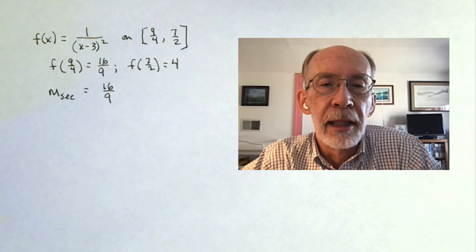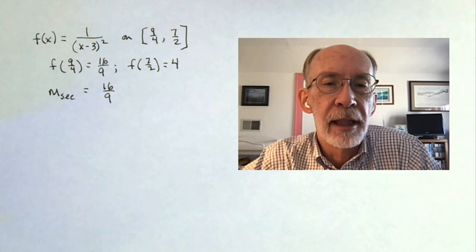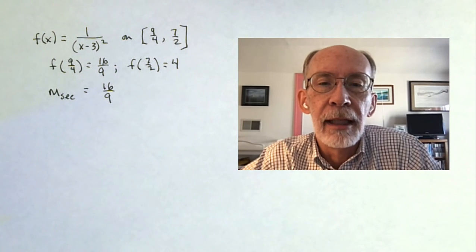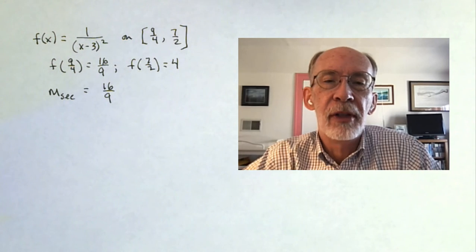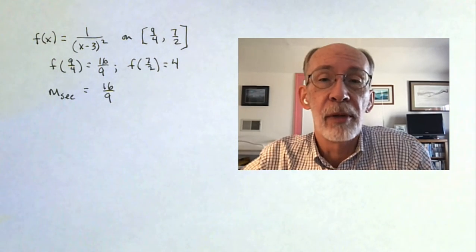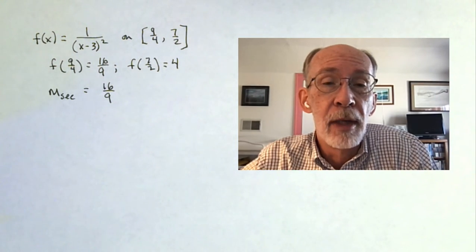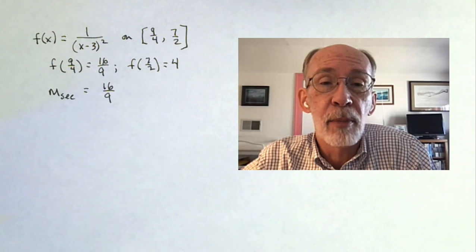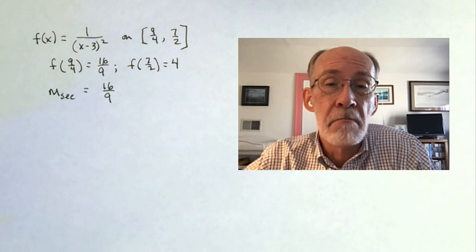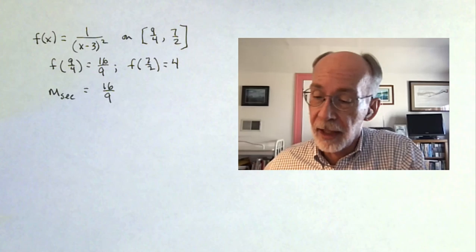We have our function on our interval, and if you plug in the x values at the endpoints, you get 16/9 at x equals 9/4, and you get 4 at 7/2. And if you run that through your rise over run, you get that the slope of the secant line is 16/9. So if the mean value theorem were in play, we would need it to be the case that f prime would be equal to 16/9 someplace on the interval. And as we saw graphically, that is not going to happen. Here's how it works out algebraically.